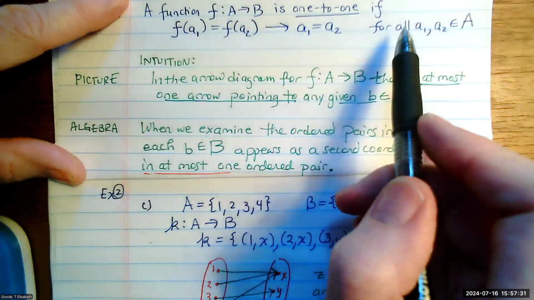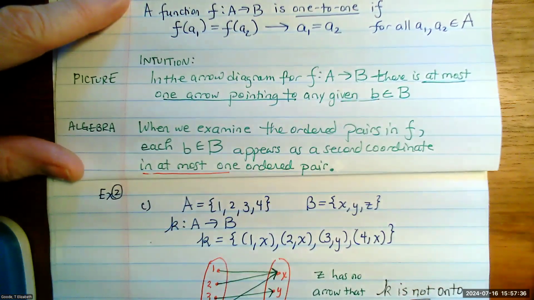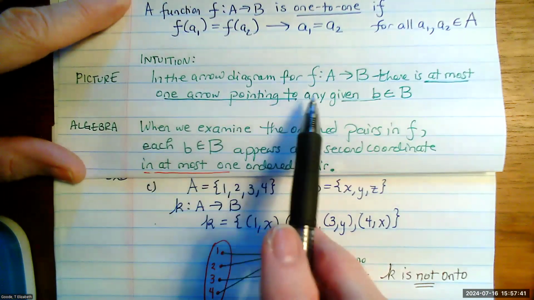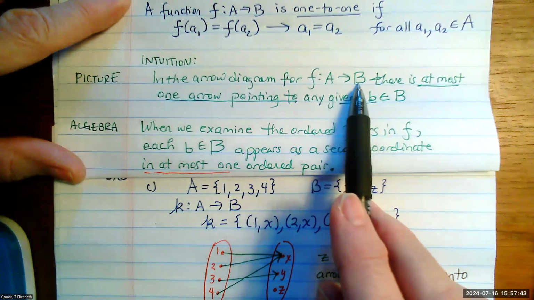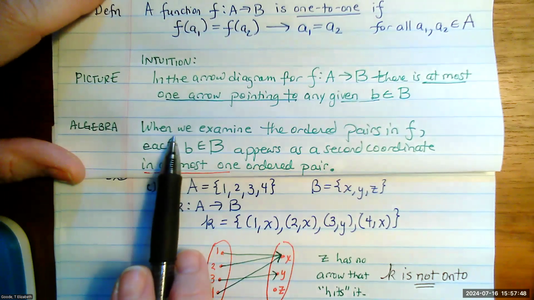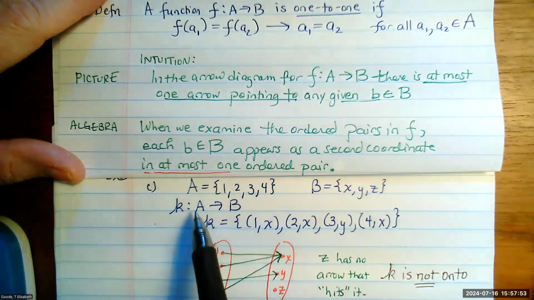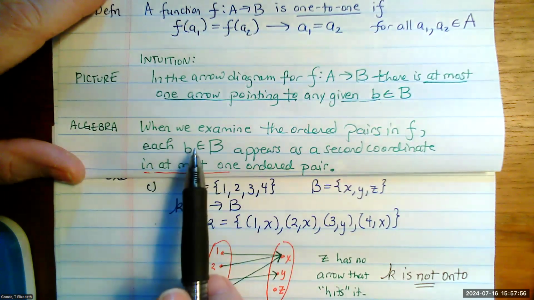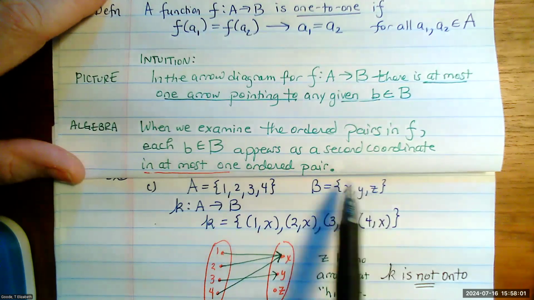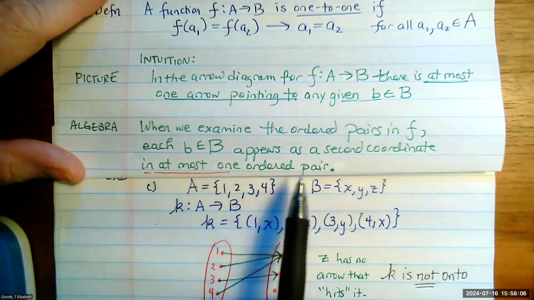A function is 1 to 1 if in the arrow diagram there is at most one arrow pointing to any given element in the codomain. And if you want to think of the algebra, when we examine the ordered pairs in the function, whether it's called f or k or whatever, each element little b in the codomain appears as a second coordinate in at most one ordered pair.